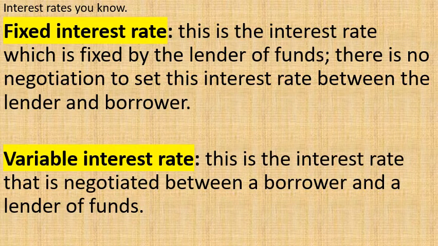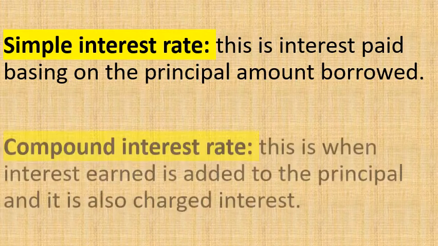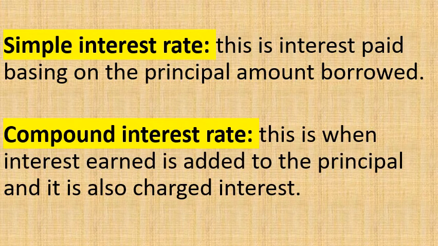Two, variable interest rates. This is the interest rate that is negotiated between the borrower and the lender of funds. So here you have to negotiate and then come to a common understanding. Three, simple interest rates. These are interest rates paid basing on the principal amount borrowed. Four, compound interest rates. This is when the interest earned is added onto the principal and it is also charged interest.